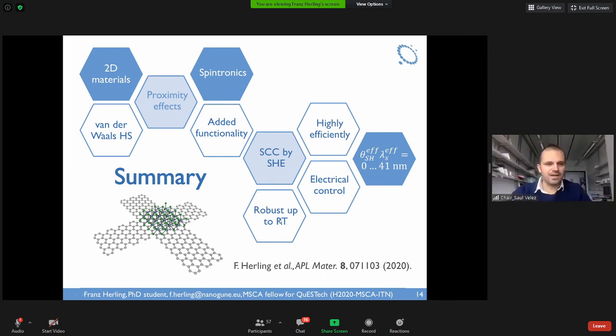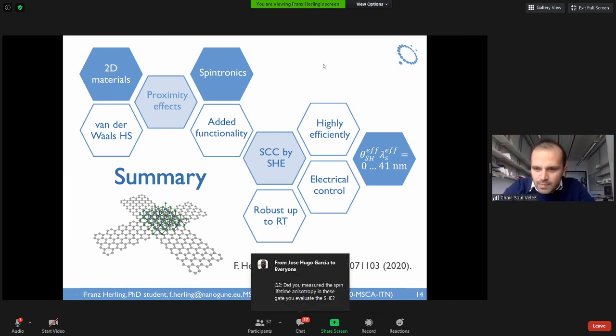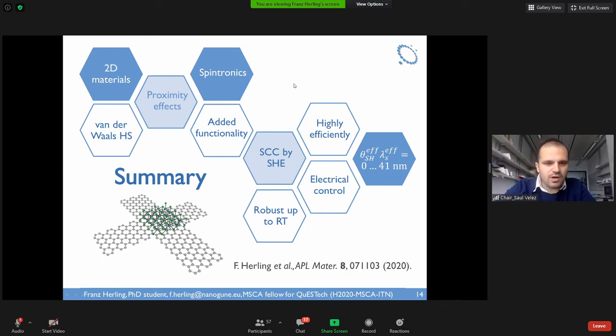Thank you, Franz, for the very interesting talk on spin-to-charge conversion in proximitized graphene. So we have the first question from Jose. He is asking: does the spin-Hall angle change sign when you change from electron to hole graphene?